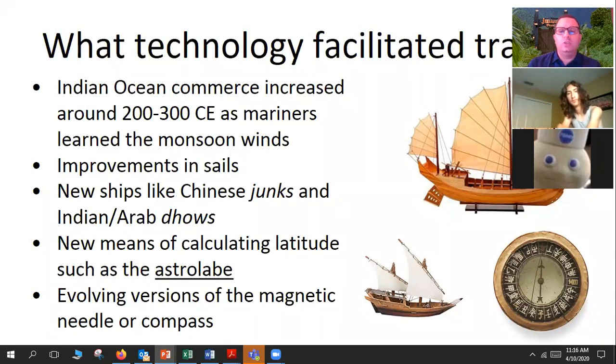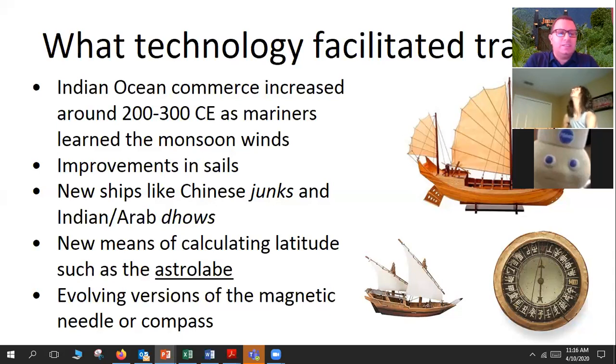during this period, you have two new kinds of ships with different kinds of sails on them. You have the Chinese junk ships, which are the ones pictured up top there, and then you have the Arab and the Indian dhow ships, which are much smaller, but again, feature a different kind of sail on them, okay? You also have a new navigational tool called the astrolabe. That was developed by Muslim scientists. Okay, and then you have better versions of the compass. The compass was not invented during this time period. It had been around before, but the technology improves greatly.